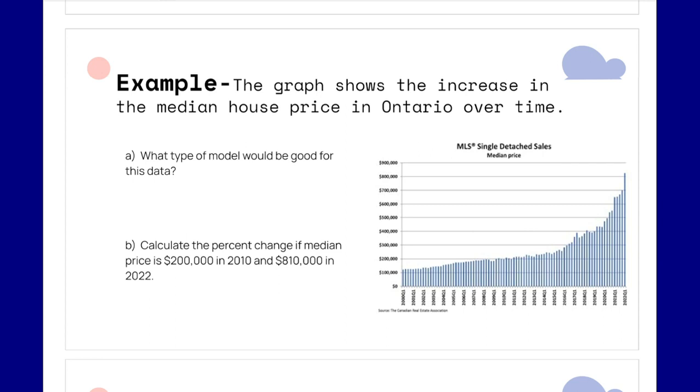What type of model would be good for this data? Would a linear model be good? Could we use a linear relationship to describe this? No, because it doesn't really form a straight line. If we go back to our data management unit, if I drew a straight line, it wouldn't really work. So it'd have to be something that's almost more curved. We didn't talk about it too much, but in this case, we would be looking at an exponential model.